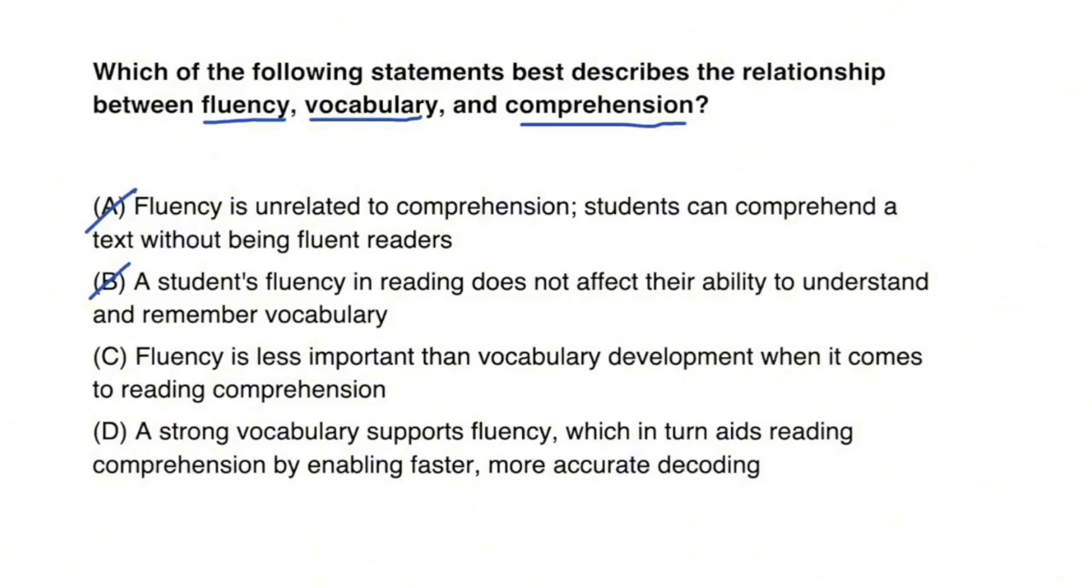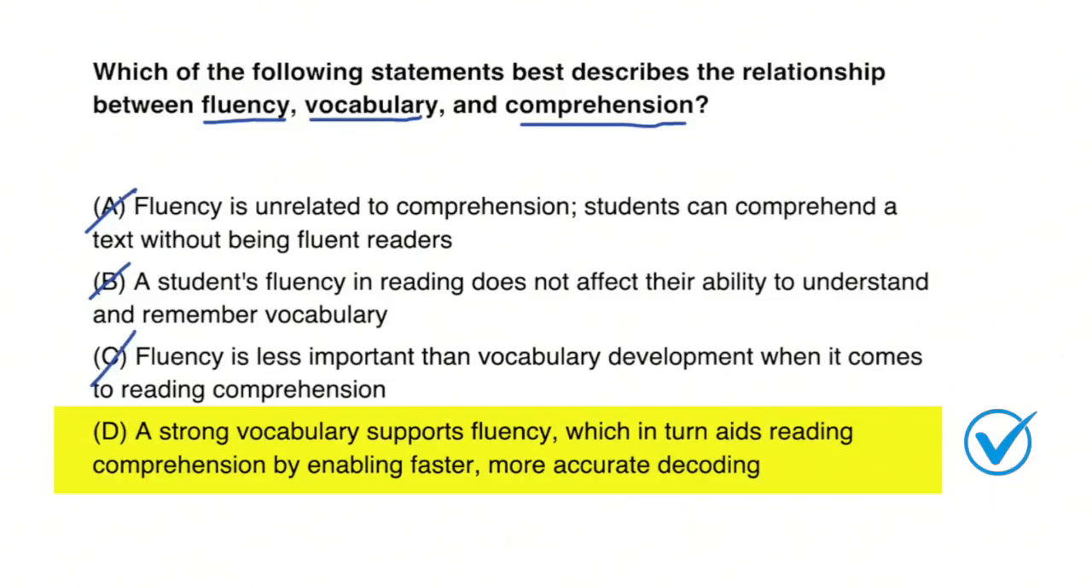C. Fluency is less important than vocabulary. And then we know that's not even true. They all work together. And our last one is D. A strong vocabulary supports, look at that, lifts up fluency, which in turn aids reading comprehension by enabling faster, more accurate decoding. And that is our best answer choice. It is D. Wow, we got so much done today.